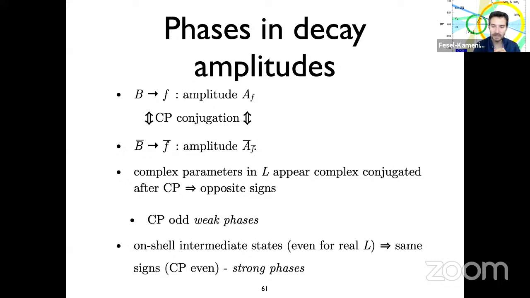Okay, in particular, what is important is they have the same sign for both CP conjugate decay processes, and in the literature they are usually denoted as strong phases. Historically, because they typically result from the strong interactions, strong scattering of final states in hadronic decays. But what is important for us is they are CP even. They have nothing to do with CP violation.